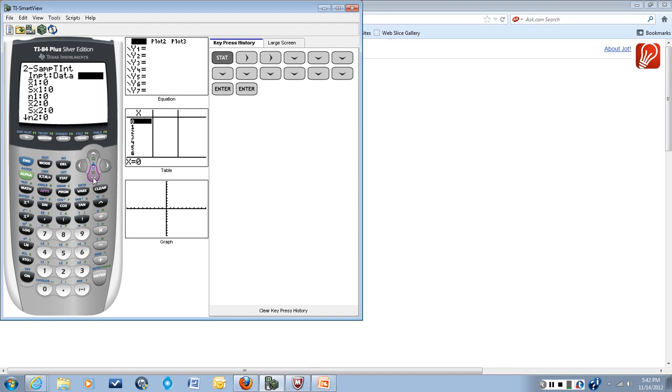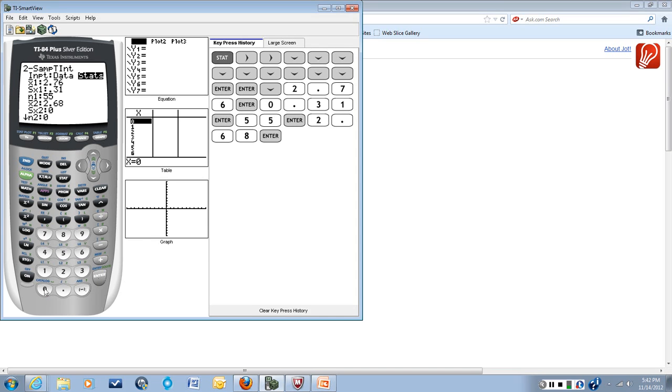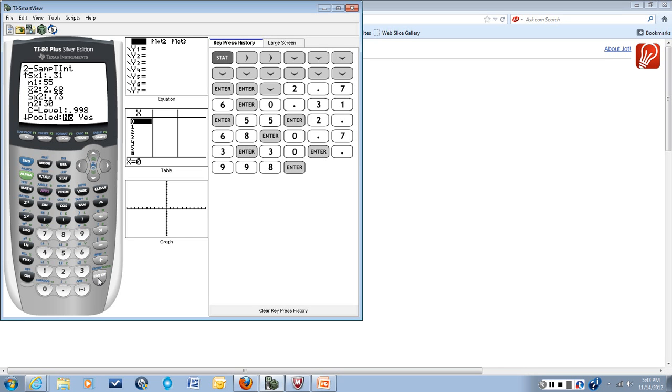Okay, and the x bar 1 was 2.76. .31 was our S sub 1, and N sub 1 was 55. X bar sub 2 is 2.68. S sub 2 is 0.73, and N sub 2 is 30. Our confidence level is 0.998. We're going to say no to pooled, and we will ask it to calculate our confidence interval for us.